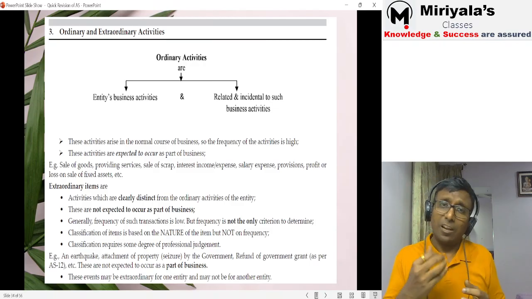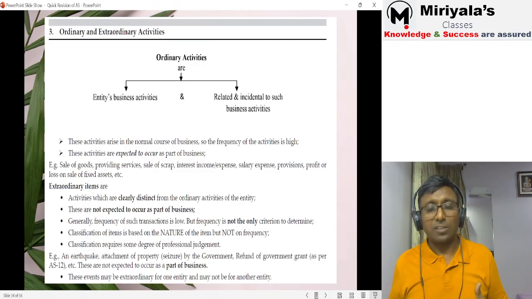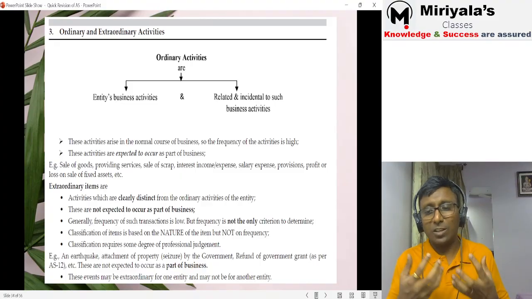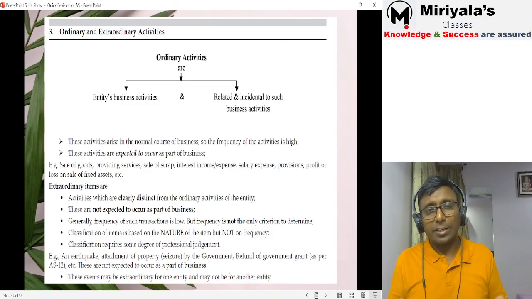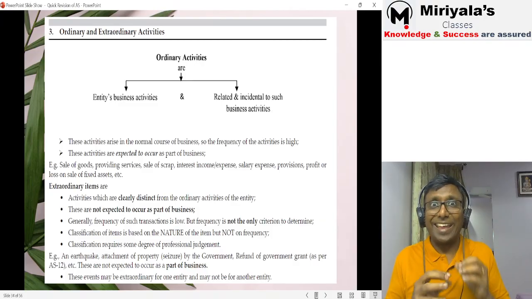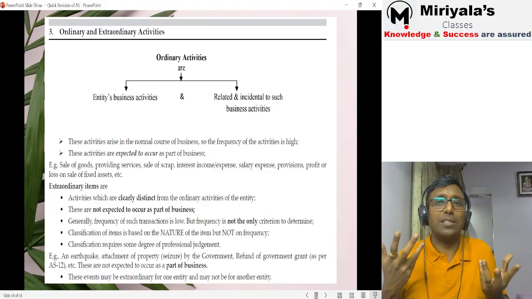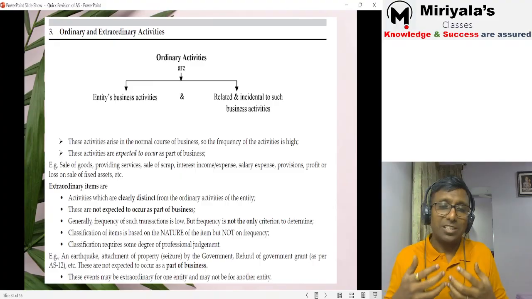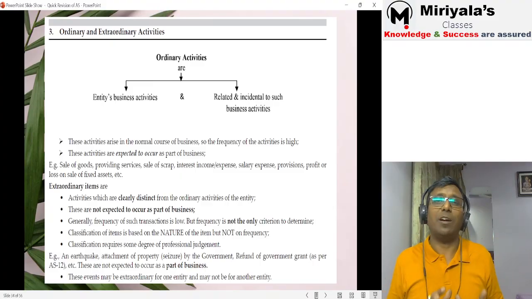Sale of fixed asset. Is it ordinary? Yes, it is ordinary. Because when you purchase a fixed asset, when the life is over, when that is not required for the business, obviously we'll sell it. When you sell it, you will get either profit or loss. So that is not extraordinary, not unexpected. Business means business. You don't sell the fixed assets on a daily basis, but a sale will happen obviously.